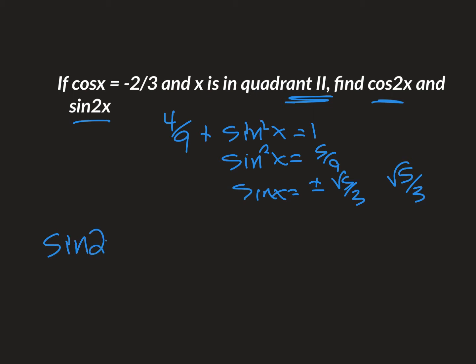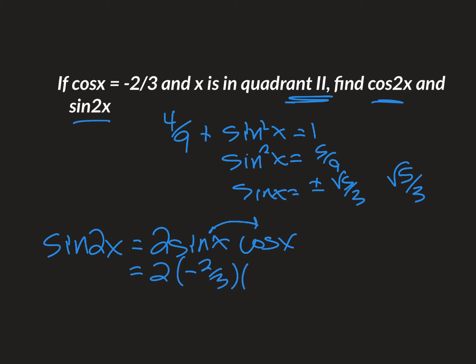Okay, now I've got to find two things: sine 2x and cosine 2x. The formula for sine 2x was 2 sine x cosine x. And now that I know those two values, I'm just going to plug them in. Cosine x is negative 2/3. Sorry, I got them mixed up. And sine x is square root of 5 over 3. Sorry about that. Now just multiply those. If you multiply those, you get negative 4 square root of 5 over 9.